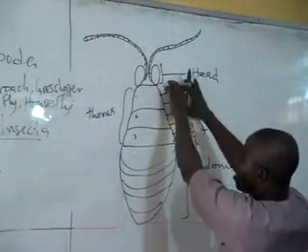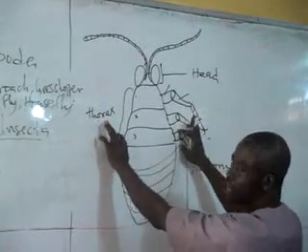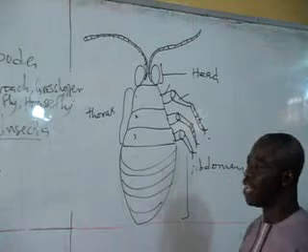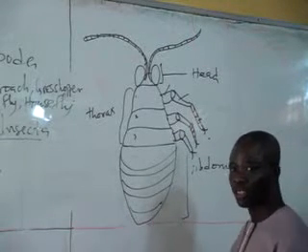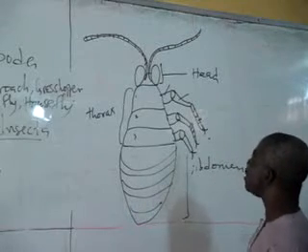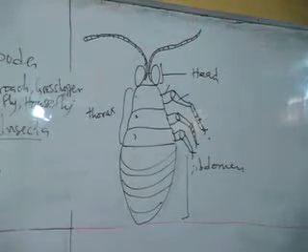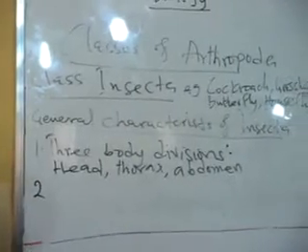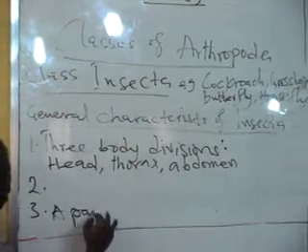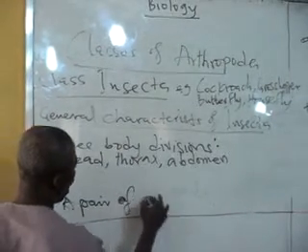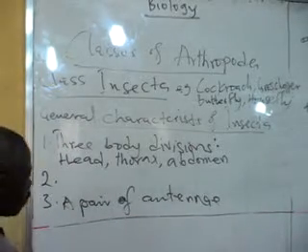So one leg here means a pair of legs, this another pair of legs, this another pair of legs. So in general, they have 3 pairs of legs. Other organisms in this phylum do not have 3 pairs of legs. Now, another thing that is very common to organisms in this class is that they have a pair of antennae.